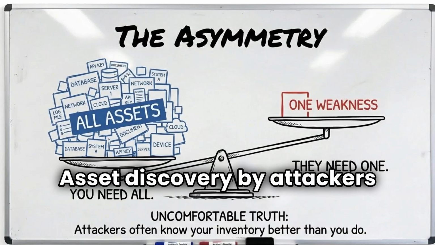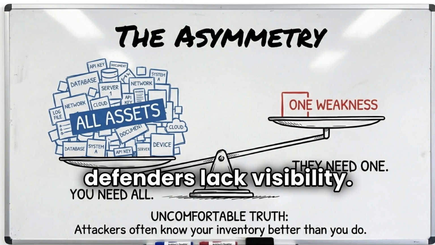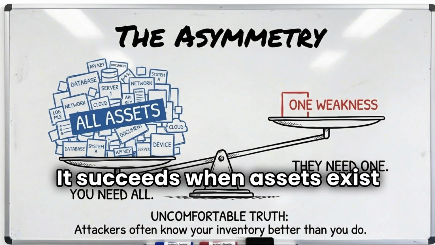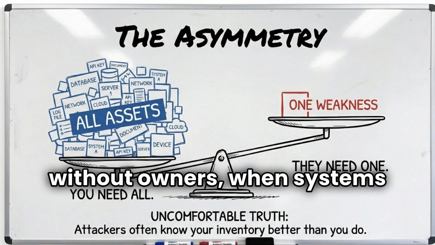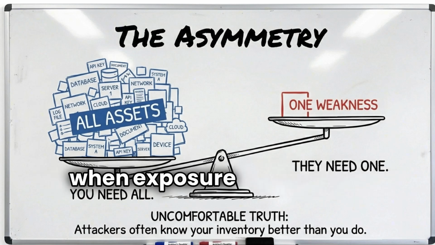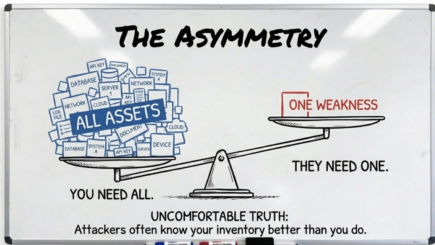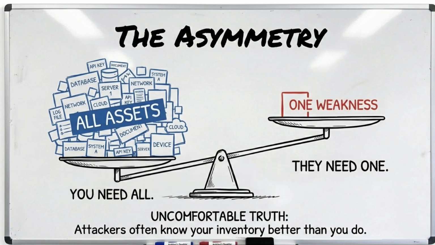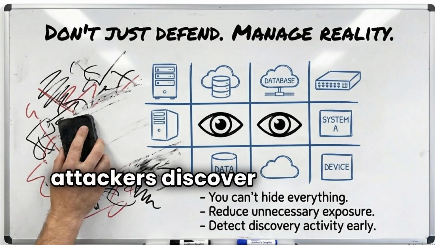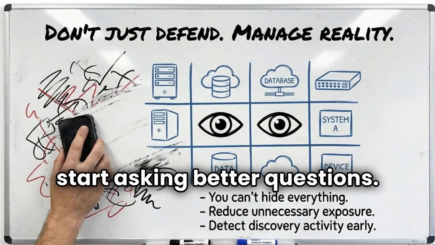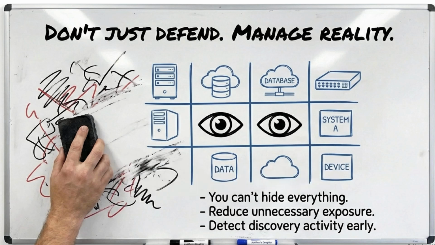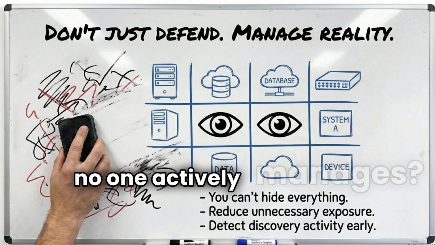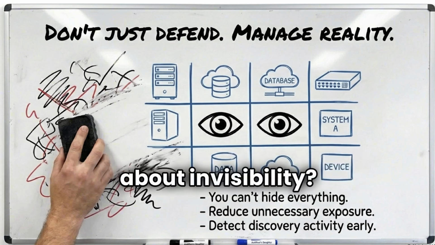Asset discovery by attackers succeeds when defenders lack visibility. It succeeds when assets exist without owners, when systems exist without monitoring, when exposure is assumed rather than verified. Understanding attacker-driven asset discovery changes how you think about security. It shifts focus from reacting to incidents to reducing opportunities. When you understand how attackers discover assets, you start asking better questions. What can be seen from the outside? What exists internally that no one actively manages? What assumptions are we making about invisibility?